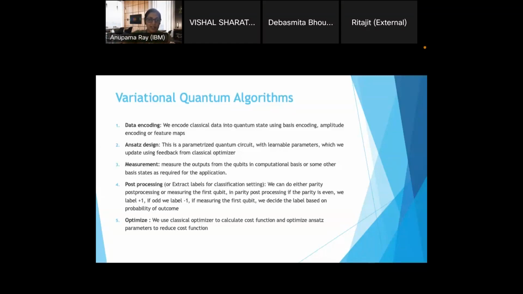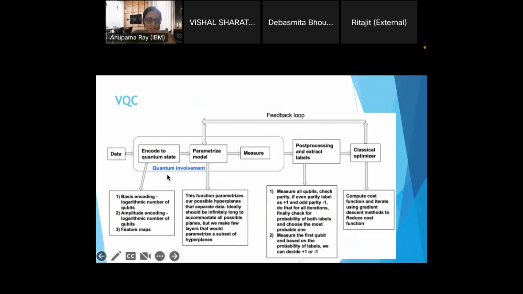So let's look at a breakdown version of this. This is for a variational quantum classifier. Here you see that this classical data is getting encoded to a quantum state. So this is a quantum thing that we are doing. This parameterized model, or ansatz, is also quantum. And once you measure, it becomes classical data, right? Then you can do the post processing, and you can do this optimization on a classical device. And this classical device can be just our laptop. So we are working on cloud. We are sending something to the IBM Quantum computer, which is on cloud.